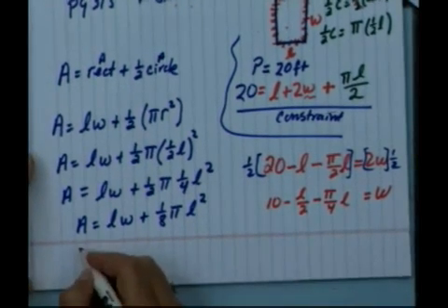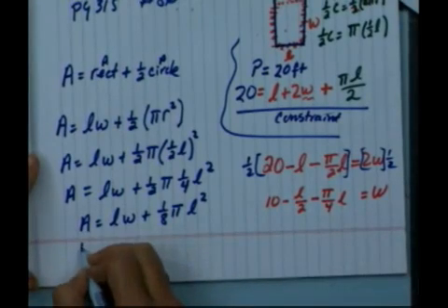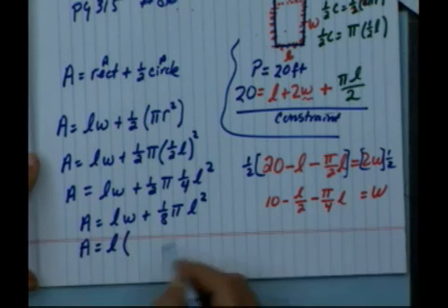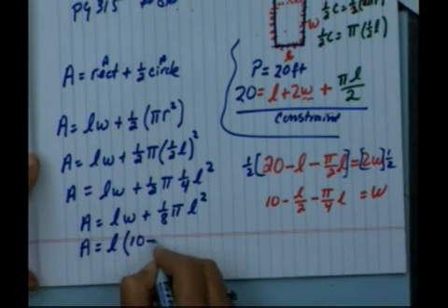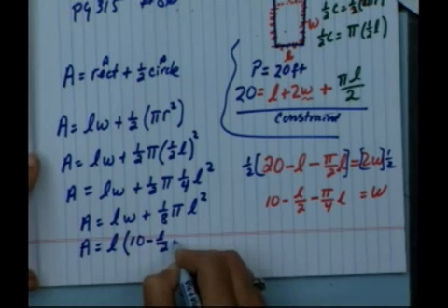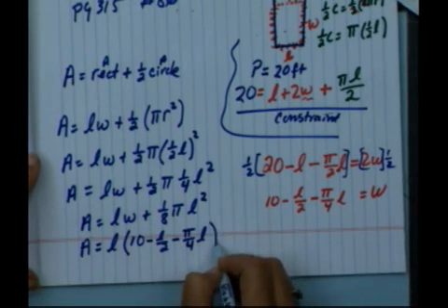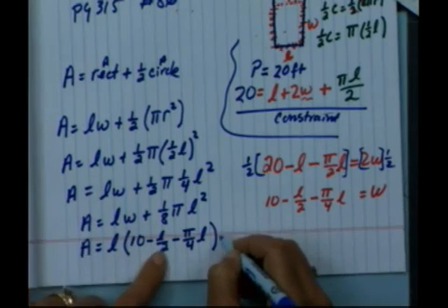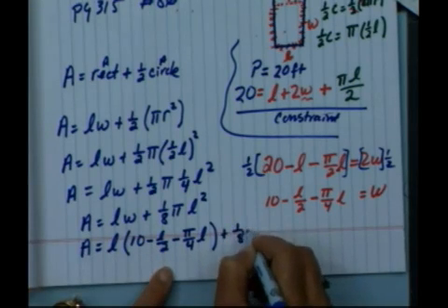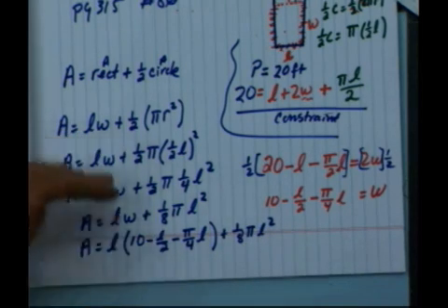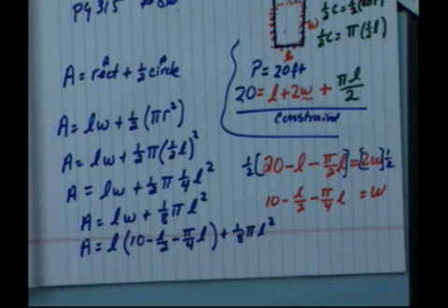All right, so area then equals L, and in the place of W, I'm going to put 10 minus L over 2 minus pi over 4L, that's the W, plus 1/8 pi L squared. If you do it step by step, you're not going to make mistakes, I hope. Everybody with me? Now let's clean this up a little bit.